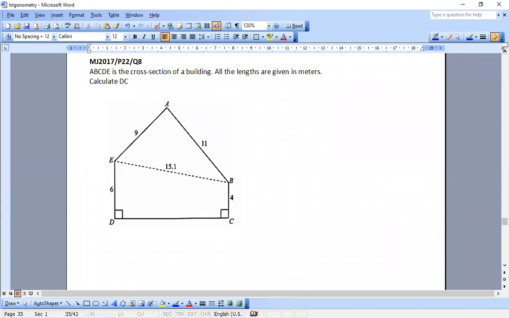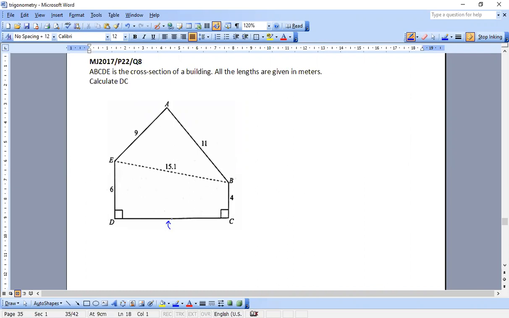ABCDE is the cross section of a building. All the lengths are given in meters. Calculate DC. So this is the side which we need to calculate.